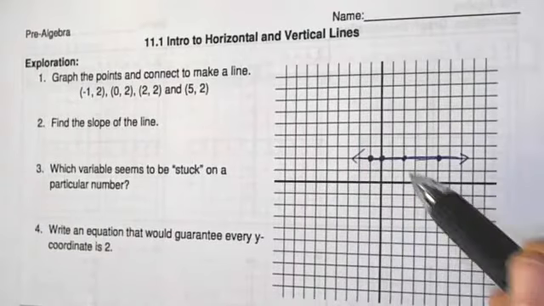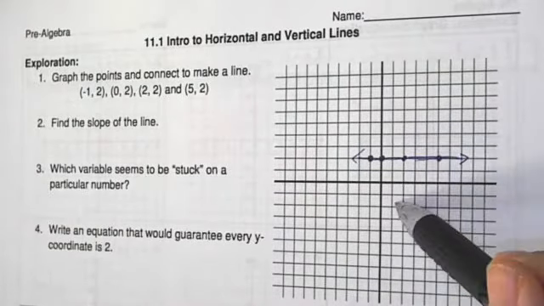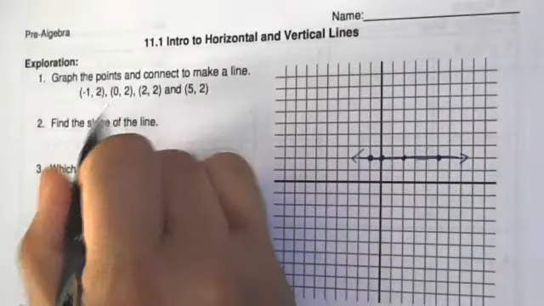Okay, and so when we're asked to then find the slope of this line, if you were to try to use the graph and try to do rise over run, you wouldn't have any rise. We couldn't go up or down anything. Or we could use the points.